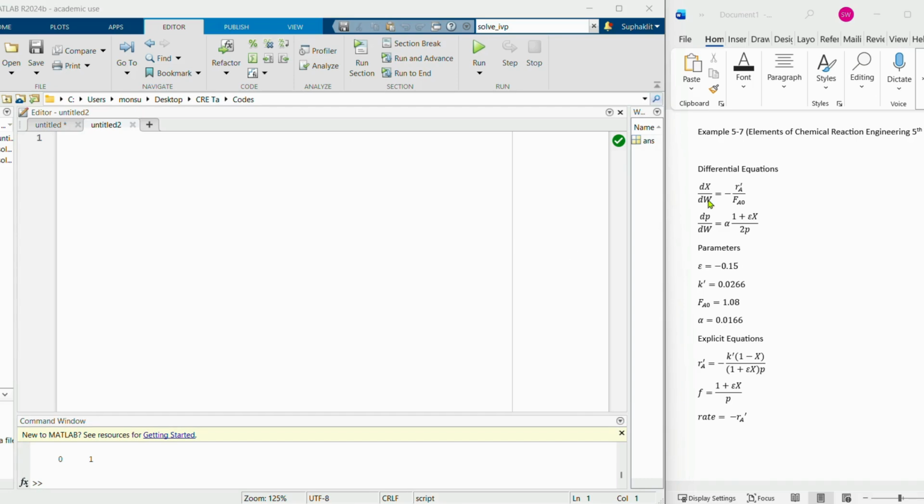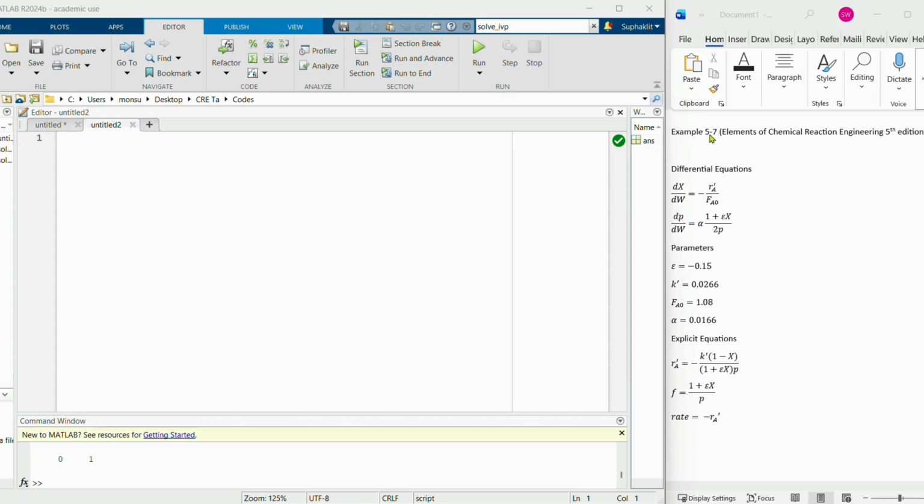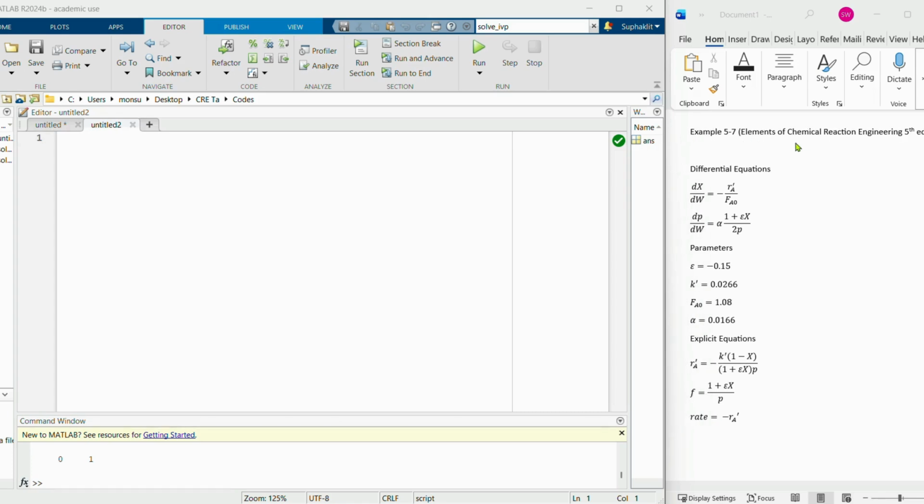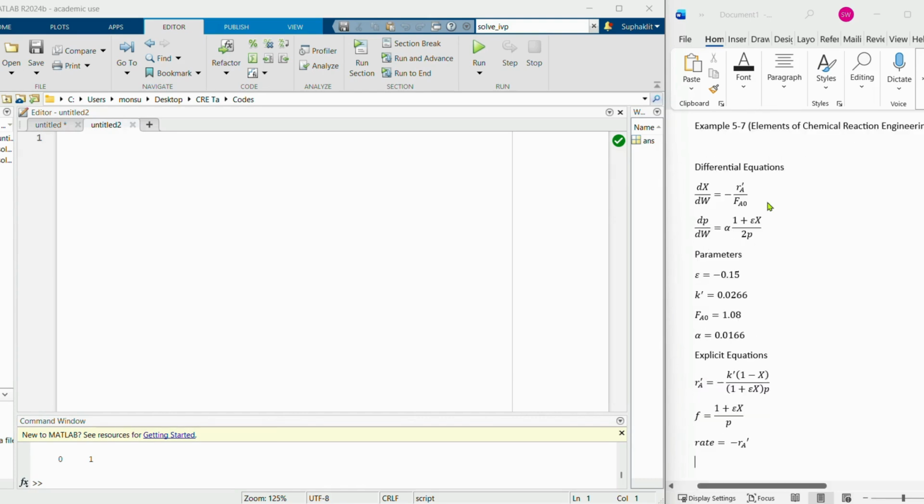So today I want to show you how to solve a coupled initial value problem, which is taken from Example 5-7 from the Elements of Chemical Reaction Engineering, 5th edition. And here's the setup of our differential equation. We have dX/dW and dp/dW, where p is the pressure ratio, which starts from 1 until 0. So we're going to solve the differential equation within the range of 0 until 27 kilograms of catalyst.